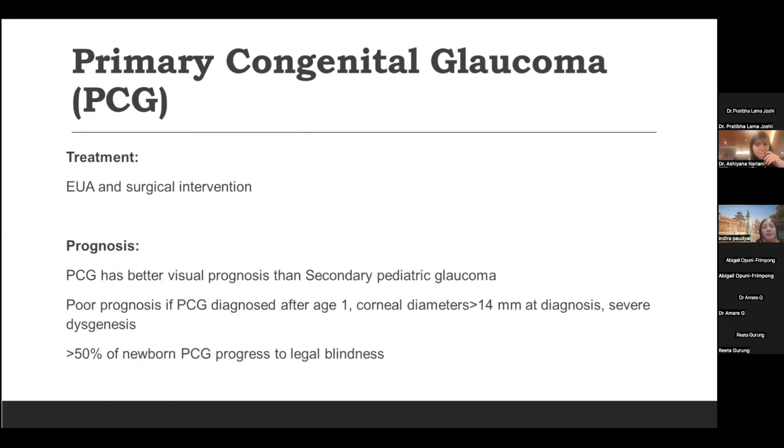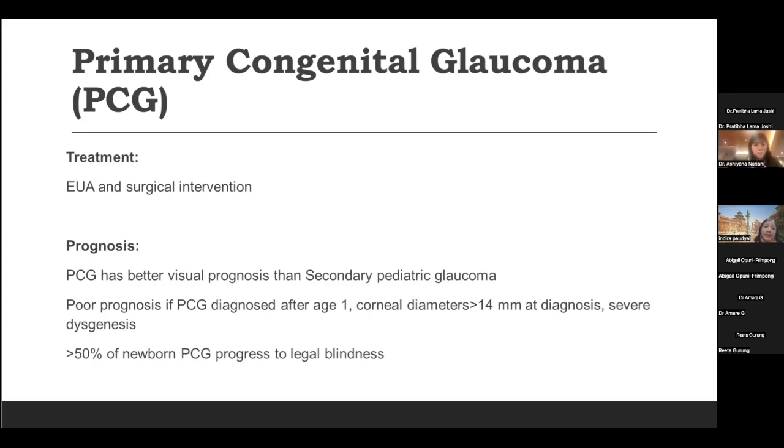And coming to the treatment, examination under anesthesia and surgical intervention is the definitive treatment. And prognosis: when this glaucoma occurs at an early age, within 1 to 3 months, it's a good prognosis. Poor prognosis if it's diagnosed after age 1, when the corneal diameter is more than 14 millimeters at diagnosis, or with severe dysgenesis. More than 50% of newborns with primary congenital glaucoma progress to legal blindness.